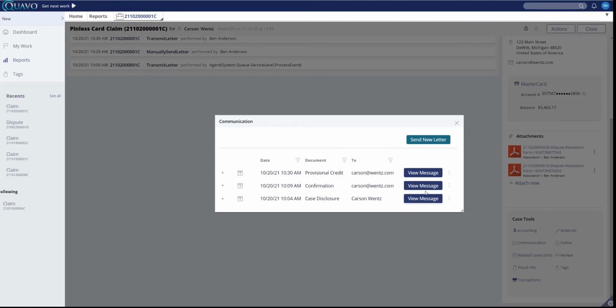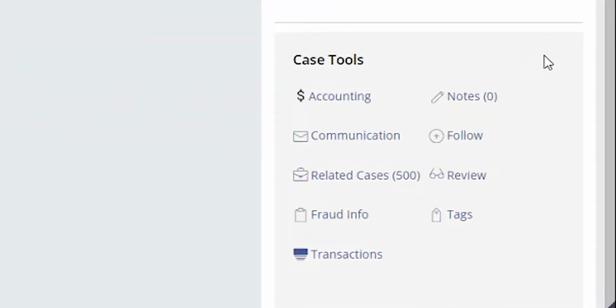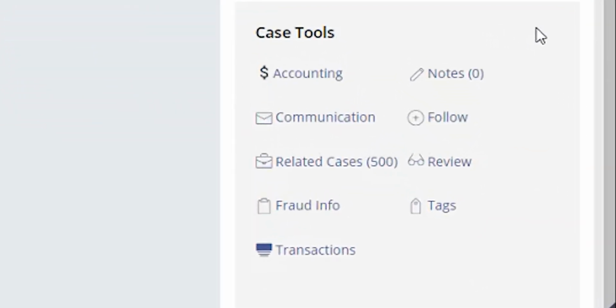This is where we will store all documentation that has been sent out on this claim. From here, we can resend correspondence if needed and review what has been sent to the cardholder. These letters are stored here for a minimum of 7 years to ensure that clients are staying compliant with requirements for document storage.